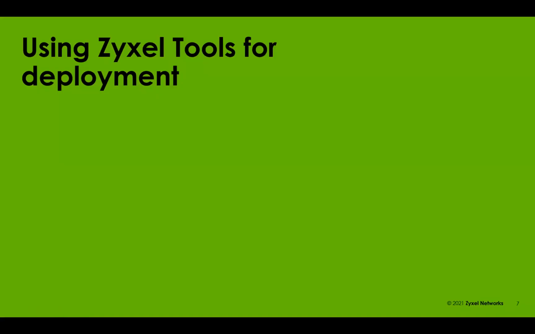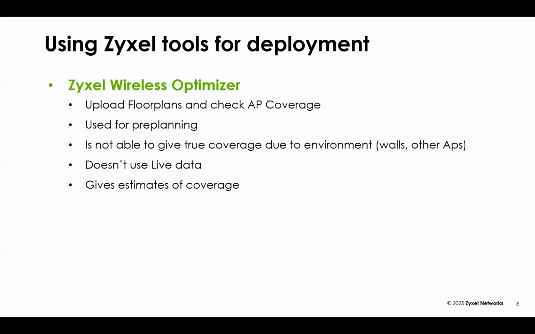Now, let's talk about the wireless tools for deployment. Again, I talked about our wireless optimizer, which is a tool that you can use to upload floor plans and check your AP coverage. So if you have a floor plan that was given to you by the customer, you can load it into the wireless optimizer. And then at that point, you can use a specific tool to measure out the distance on the floor plan, and then it will scale up or scale down the floor plan properly to the right ratio. And at that point, you can start dropping access points on, and it will give you a heat map.